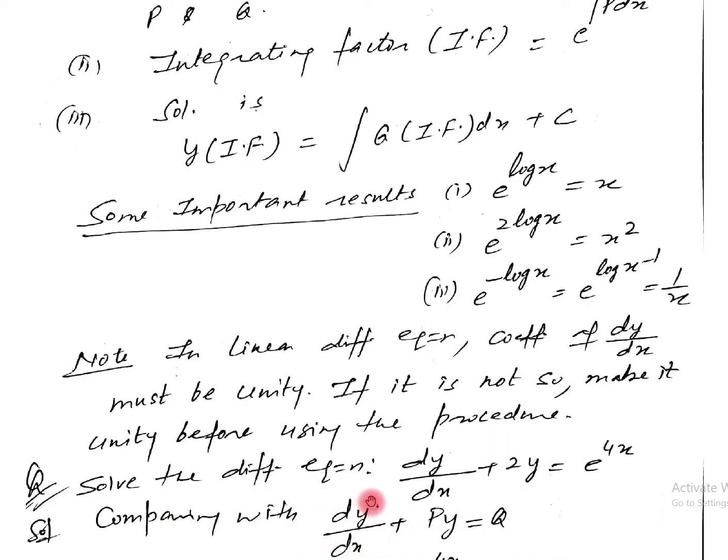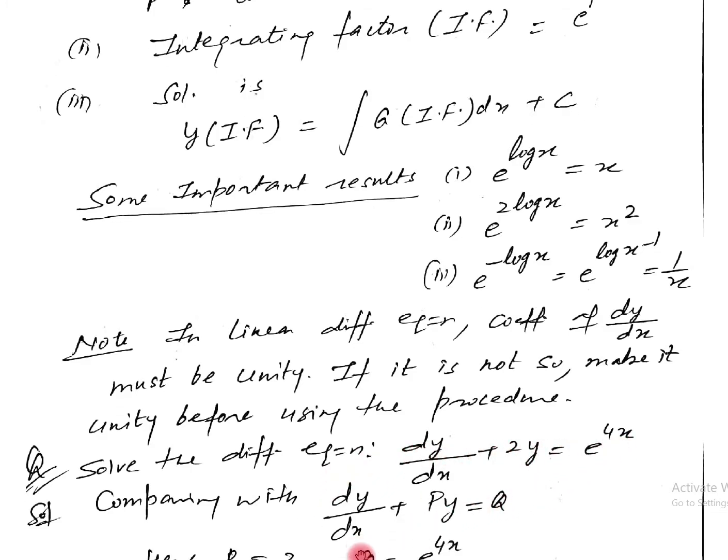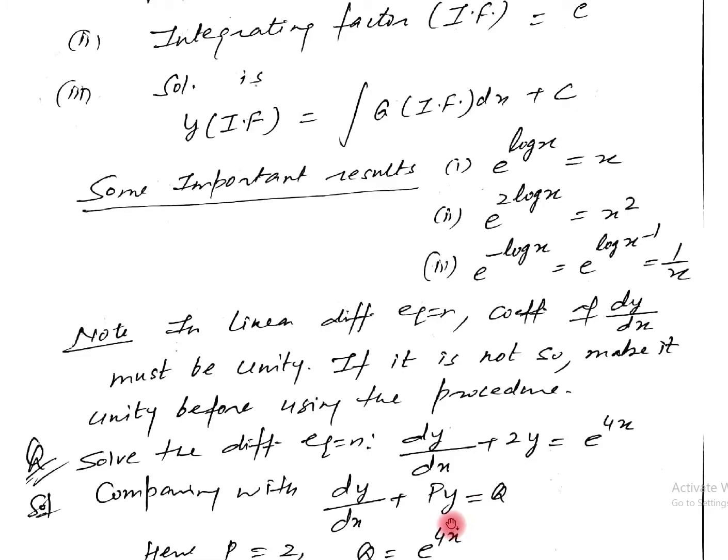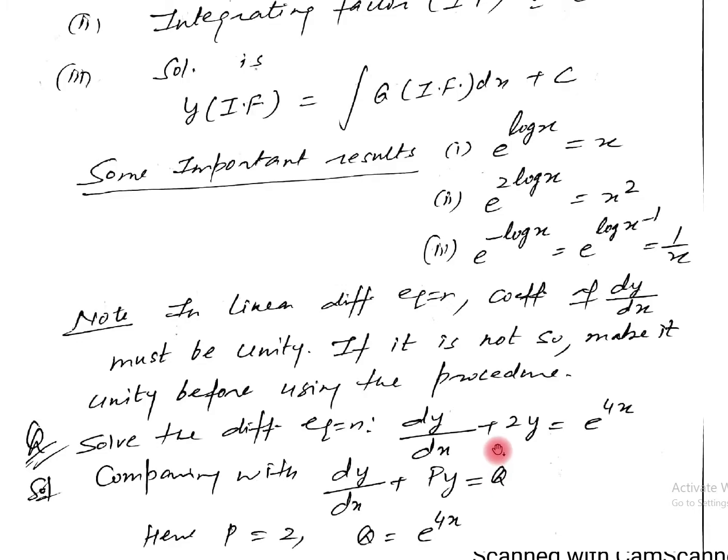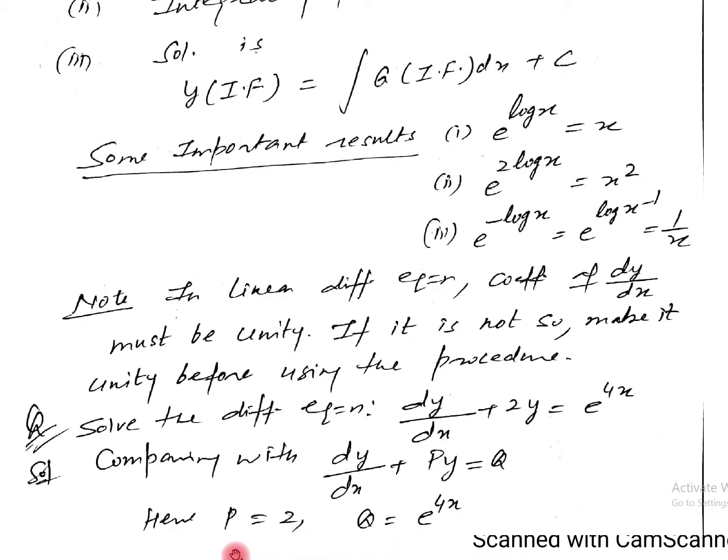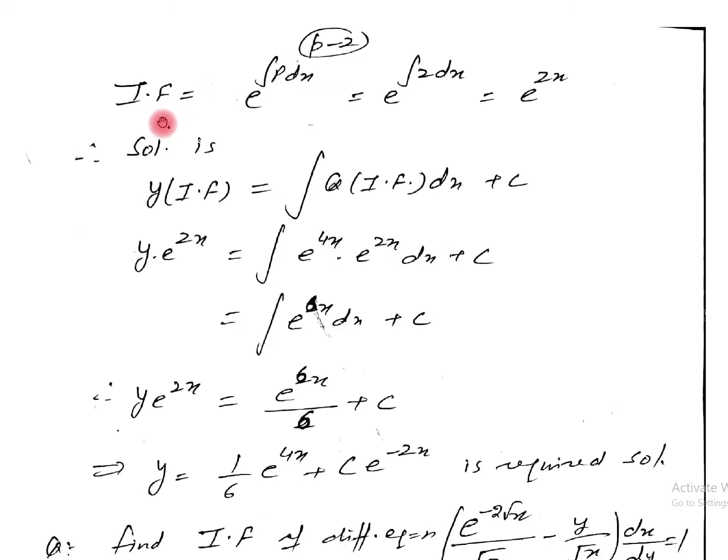Solve the differential equation dy by dx plus 2y equal to e raised to power 4x. Now comparing the given equation with dy by dx plus py equal to q, we see the value of p is equal to 2 and the value of q is equal to e raised to power 4x. Now we'll follow the procedure. First we'll find out the integrating factor, e raised to power integral of p dx. Putting the value of p, integral of 2 dx, this is equal to e raised to power 2x.